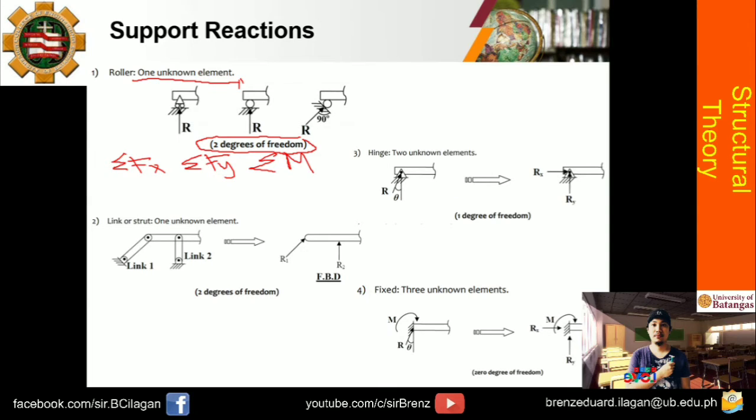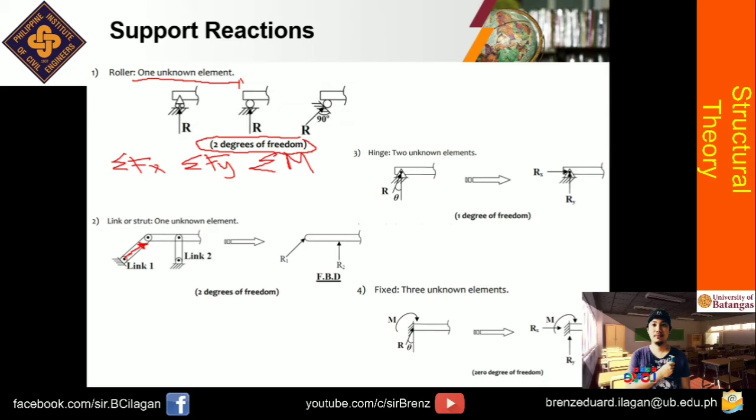So ang reaction niya is the same lang ng parang kay roller. So again, it is always perpendicular to the surface. Makikita mo yung free body diagram dito ng link connection dito sa system na to. So you have link 1 and link 2. Okay? So yung force mo dito is always perpendicular lang sa.